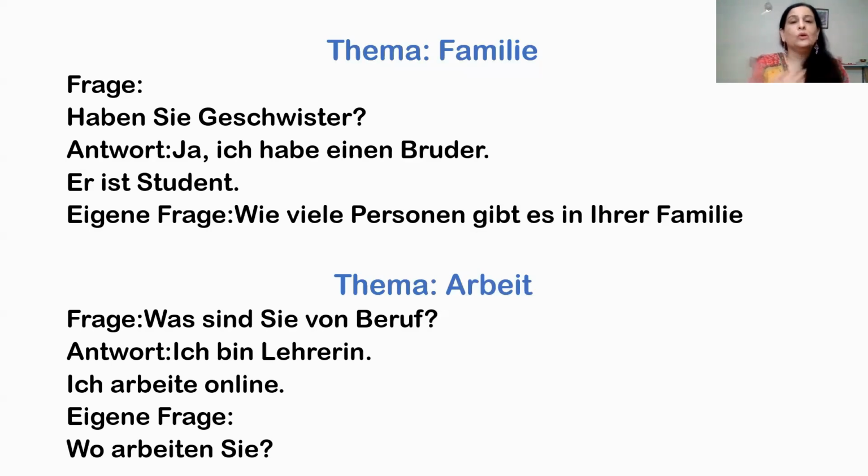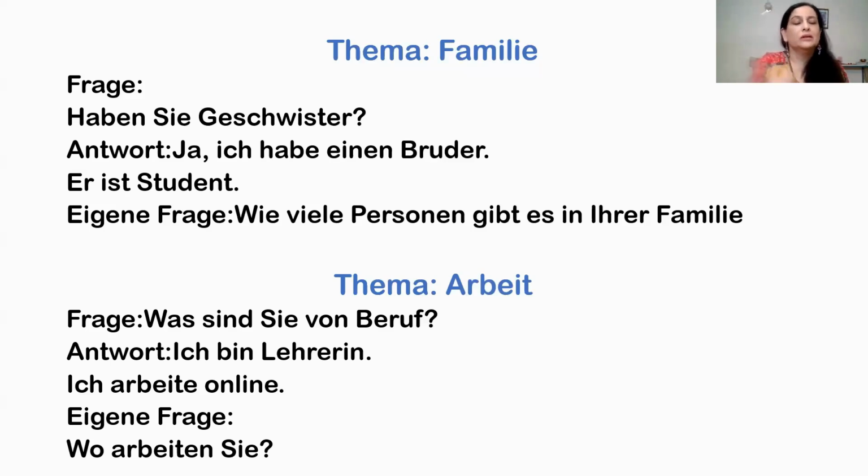Eigene Frage. Now your own question will be, wie viele Personen gibt es in Ihrer Familie? How many persons are there in your family? You can ask your partner this question, because eigene Frage meaning your own question. Now the next Thema or the topic will be Arbeit. Arbeit meaning work. Now the Frage, question, will be, was sind Sie von Beruf? So what are you by profession? Right. So what is your profession basically?